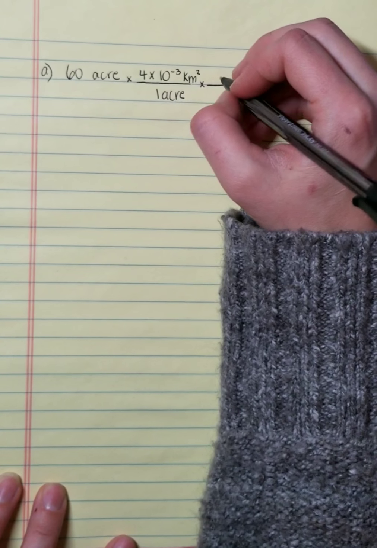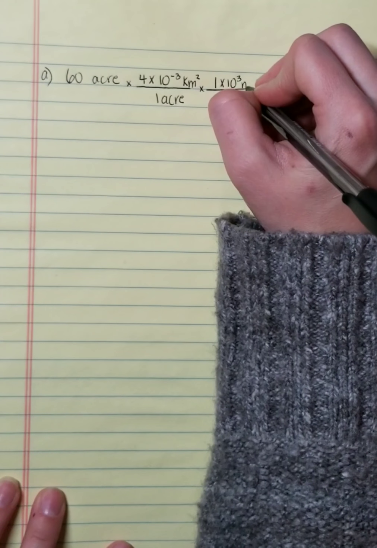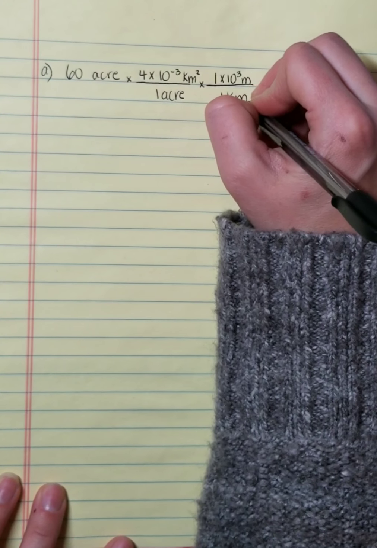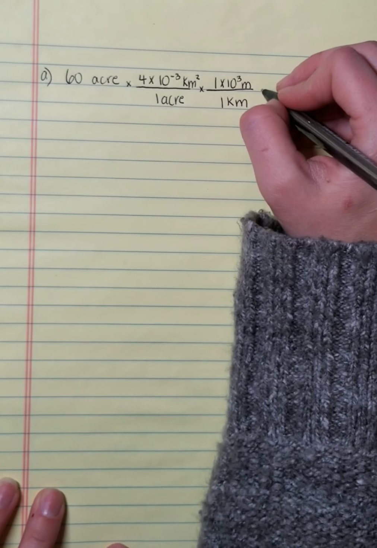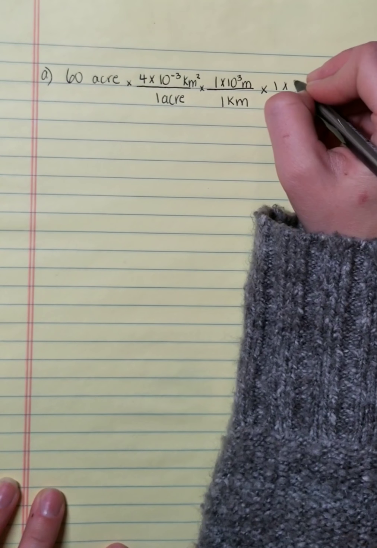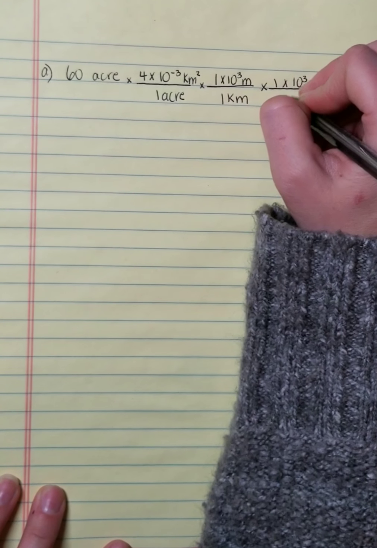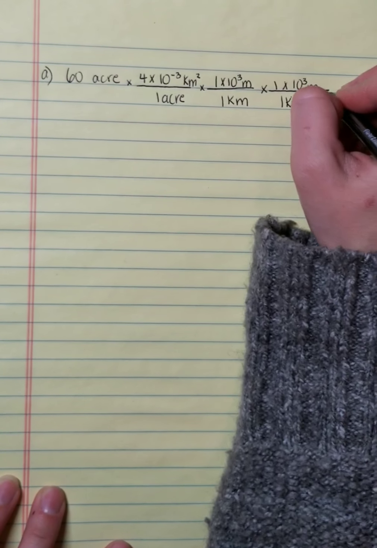So this is another conversion factor that you should know. 1 times 10 to the third meters, or 1,000 meters, are equivalent to 1 kilometer. So remember, we're going from kilometers squared into meters squared, so you have to do that conversion factor twice. That way you cancel out the kilometers squared, but also so that you end up in meters squared.